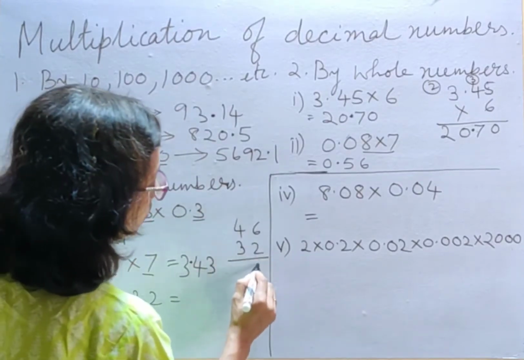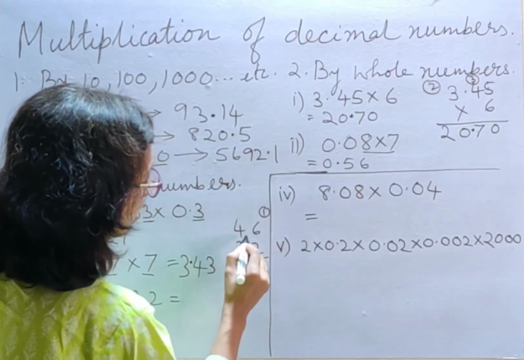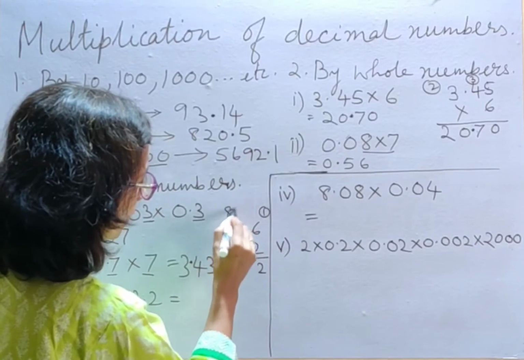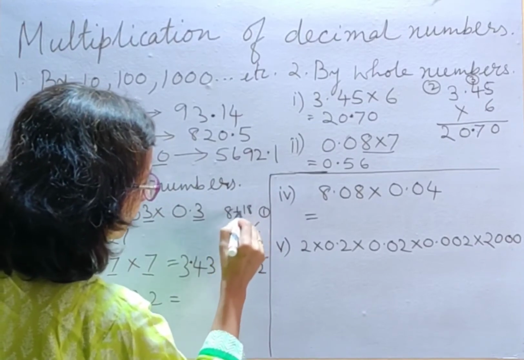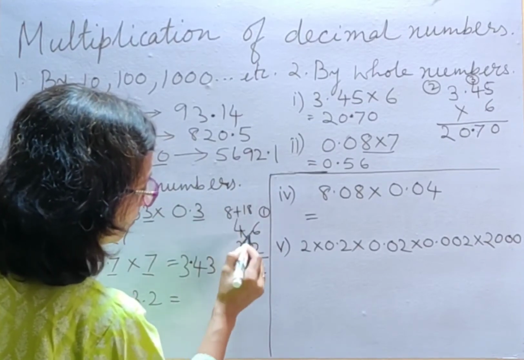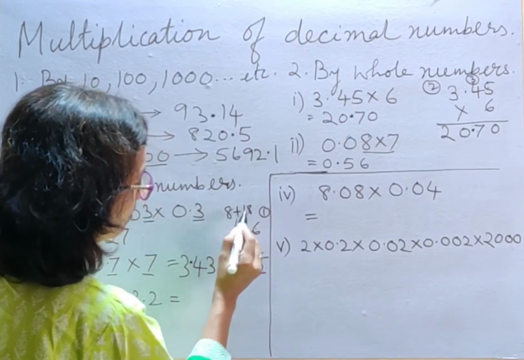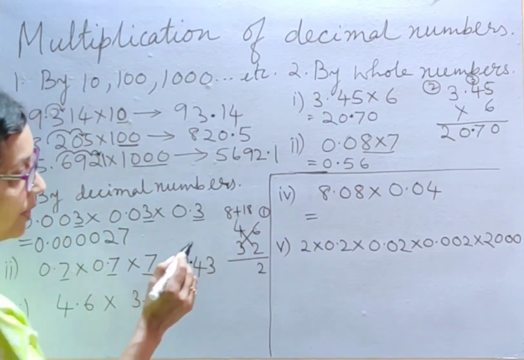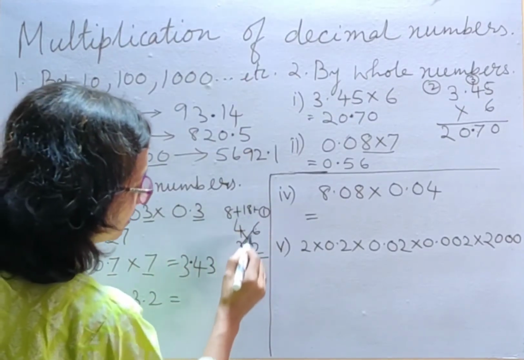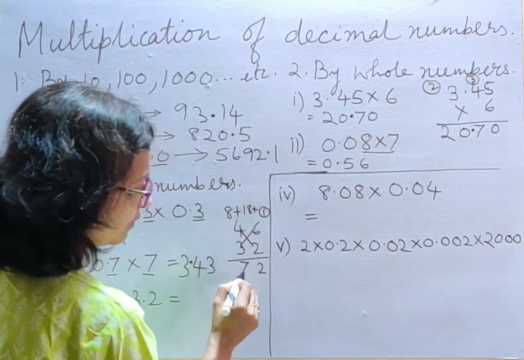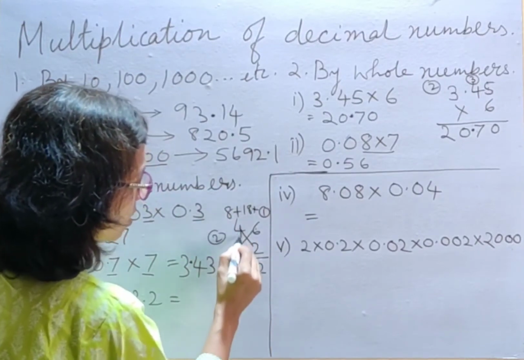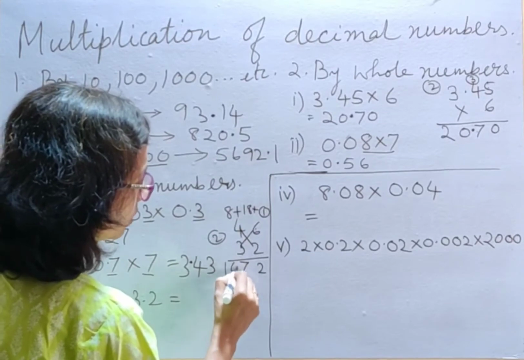Now 6 2s are 12. 1 is your carryover. Now cross multiply. 4 2s are 8 plus 6 3s are 18. 18 plus 8, 26 plus 1, 27. So 27, 7 here. 2 is your carryover. 4 3s are 12 plus 2, 14.